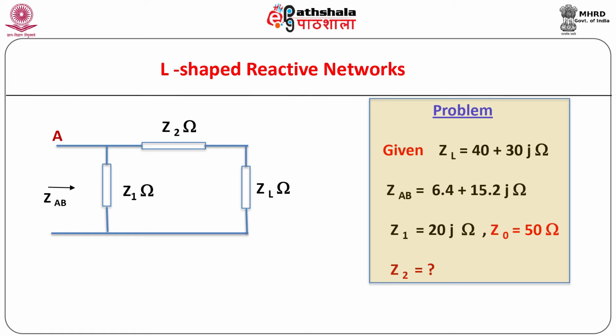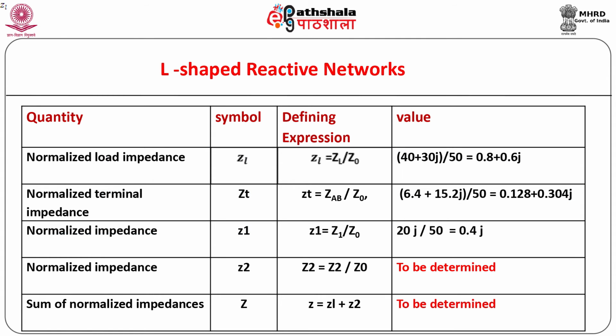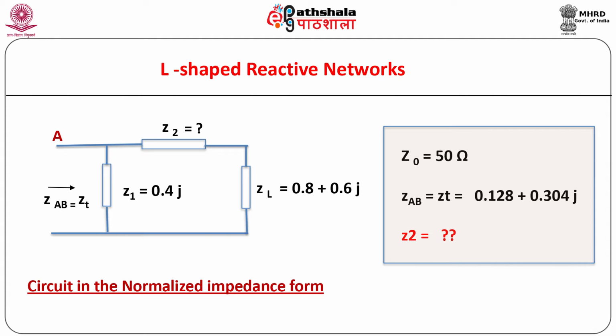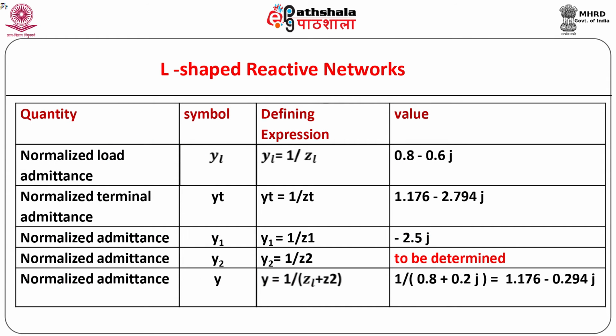Here ZL and ZAB are given, Z1 is also given, and we are expected to determine Z2. Assuming normalizing impedance Z0 equal to 50 ohm, the various impedances can be computed as shown in the table. Note that Z2 is to be determined. With these values, the given circuit in the normalized impedance form will be as shown. Note the various admittances, their symbols and values involved in the solution of the problem under consideration. See the table for admittances.